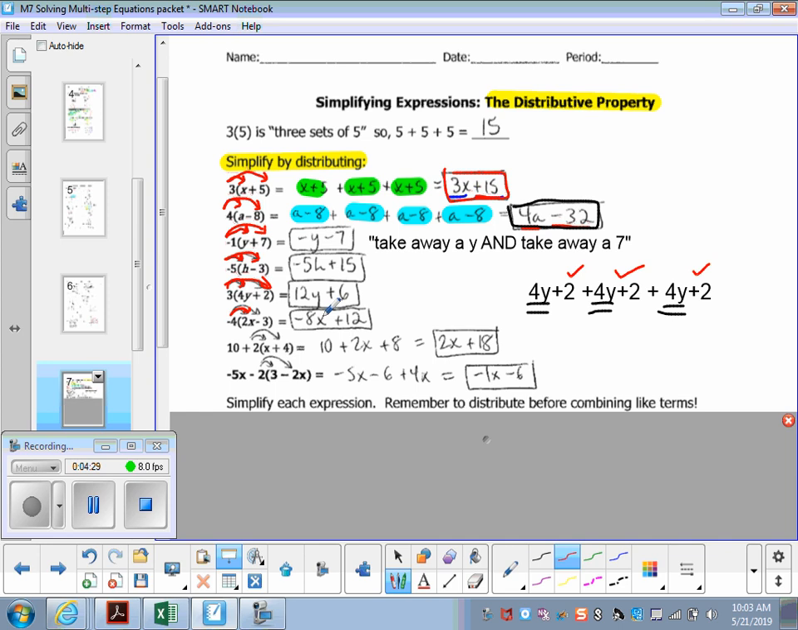All right, for this next one, you do a negative 4 times 2x, and negative 4 times 2 is -8. So I got negative 8x here. And then negative 4 times -3, a negative times negative is positive. And that's why I have a positive 12 in my answer.